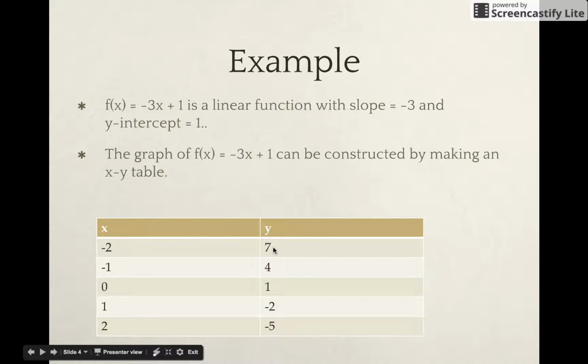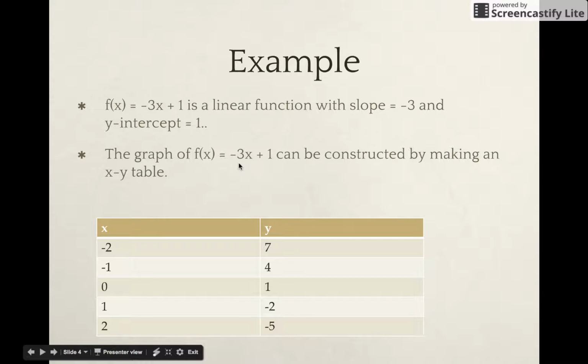Namely, take a look here. From 7 to 4, there's a decrease of 3. From 4 to 1, there's a decrease of 3. From 1 to -2, decrease of 3. And from -2 to -5, it's a decrease of 3. So notice, for each 1 unit change in x, we see a corresponding 3 unit decrease in y.